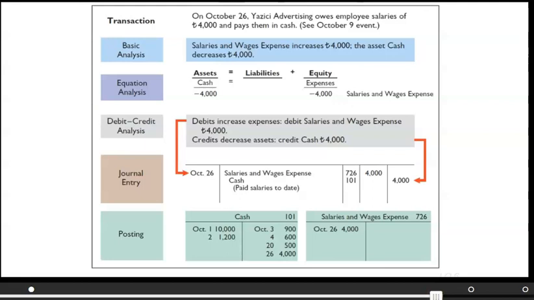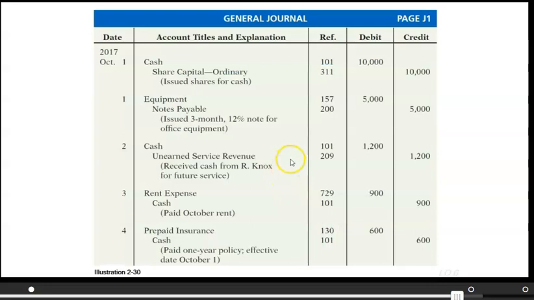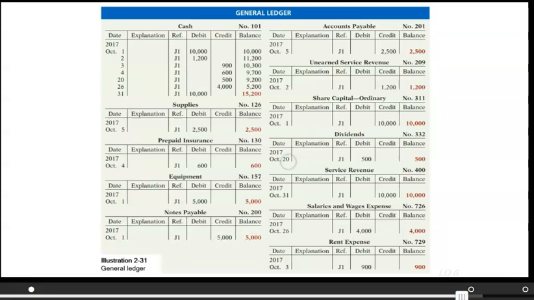Then I paid the employees, wage expense, salary and wages expense, debit, always debit expenses, credit cash. Then I earned revenue. Now when I earn revenue, in this case I got cash. You always credit revenue. Revenue increases equity. Equity increases on the right-hand side. So you credit revenue and you debit cash. And there are all your journal entries that we just gone through. Okay. Now the next thing is to take a look at your general ledger. We posted all of these and we have the balances here in red. So take a minute and examine them.